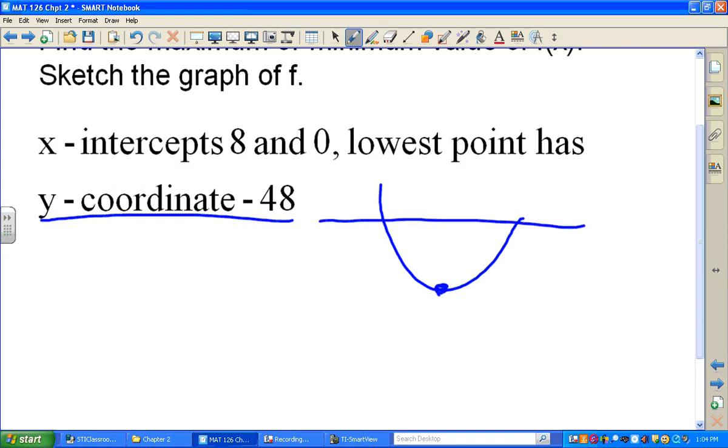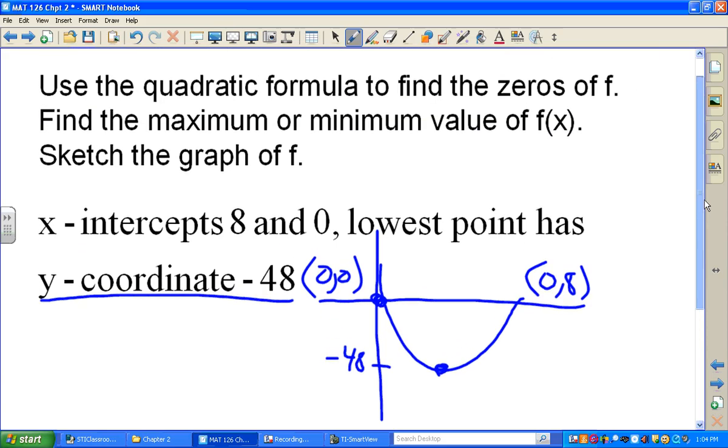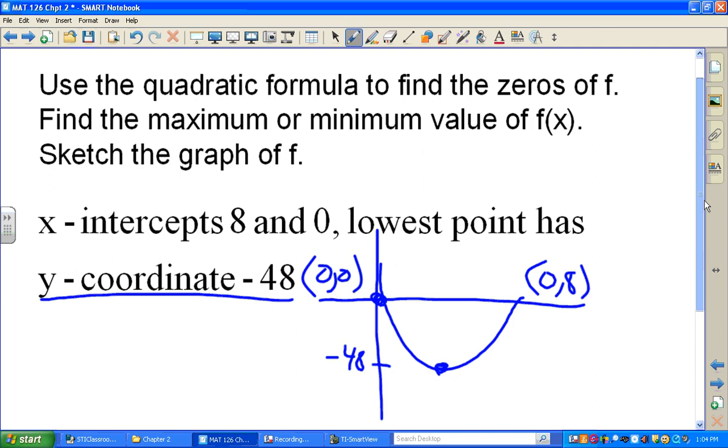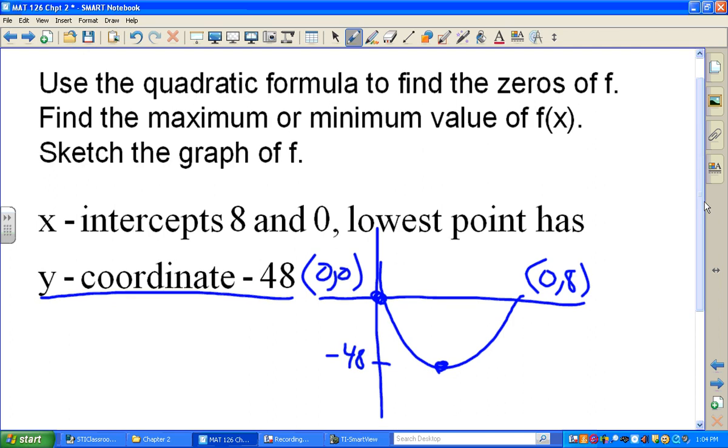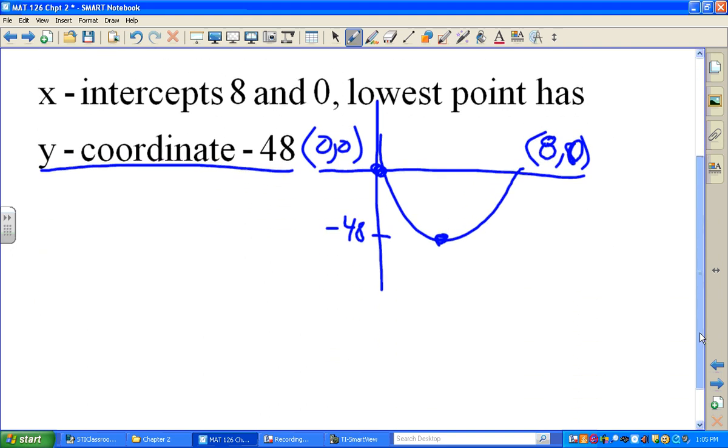All right, so we got negative 48 down here at the bottom. We got 8. Now, I don't know if that's in the middle. Oh, it is. It has to be. This is 0, 0. This is 0, 8. Oh, I sketched the graph inadvertently because I was trying to figure out what's going on. Wait a minute. You're not supposed to find the equation, are you? Yeah, it would be 8, 0. Use the quadratic formula to find the zeros. Yeah, they are. And they already give you the minimum value. Well, that's no fun. I was going to find the equation.